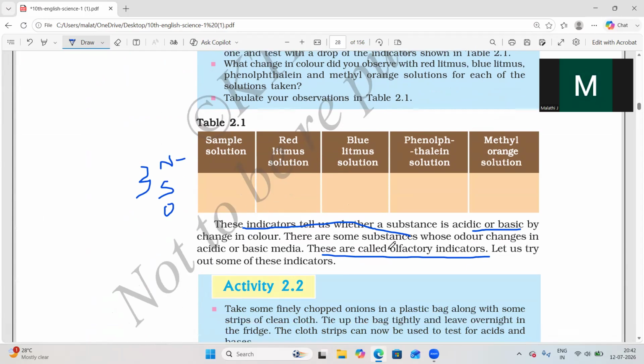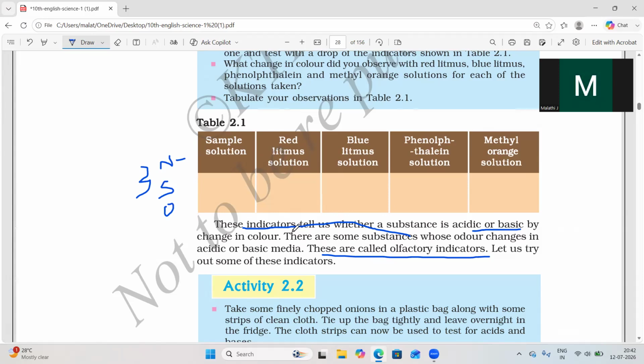This is also naturally available. These are substances whose odor changes in acidic or basic media, so by the change in smell and taste of the solutions we can identify whether it is an acid or a base. So now we can understand that indicators are substances used to identify whether the given solution is an acid or a base.